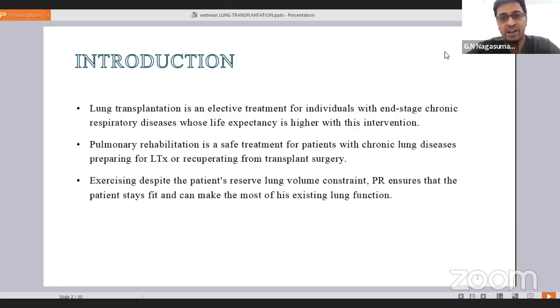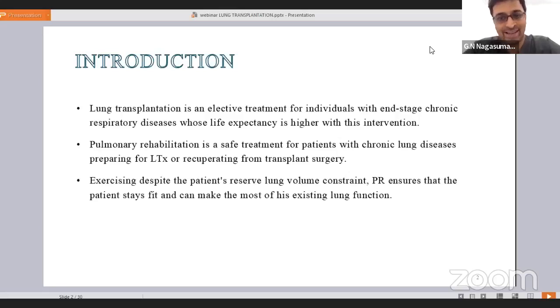Regarding pulmonary rehabilitation, as Dr. Vimi sir was telling, there are a lot of doubts and stigmas among the people. In reality, pulmonary rehabilitation is a very safe approach for patients with lung disease, and it is very important post-operatively also. Despite the patient's constrained reserve lung volumes, pulmonary rehabilitation ensures that the patient can stay fit and can move with the most of his existing lung function.